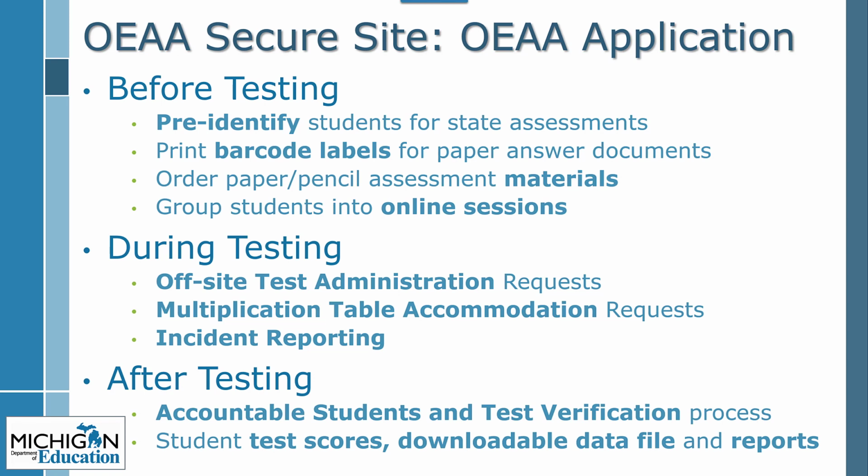Before testing, you go to the secure site to pre-identify students for state assessments. If you have students testing with paper pencil, you can print barcode labels from the secure site. Material ordering happens in the secure site. And finally, before February 20th, you can group students into online sessions in the secure site to be pulled into the DRC Insight portal. During testing, off-site test administration requests are completed in the secure site. New this year is the multiplication table accommodation requests that are completed in the secure site. And finally, incident reporting is in the secure site as well.